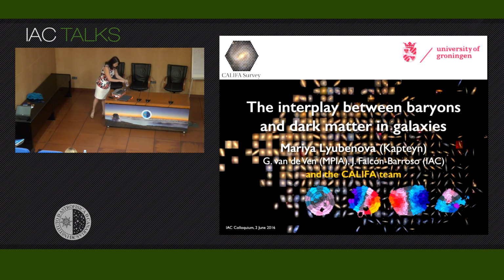Good, now completely switching topic, moving to galaxies. Now, seeing the pile here of all these folders that you have to sign for the students, maybe they should get the 2 signatures today with having 2 talks.